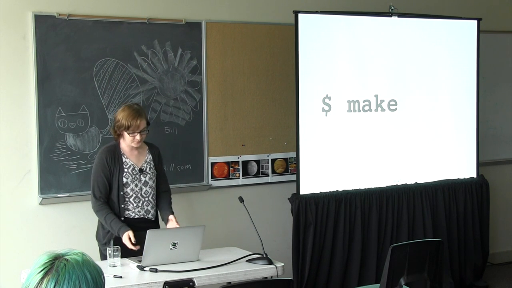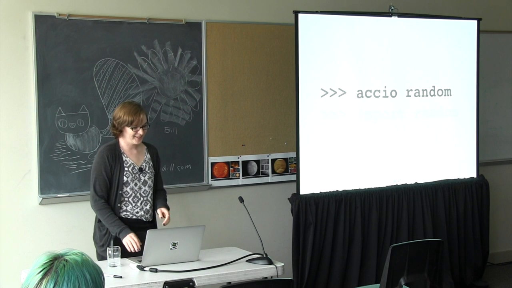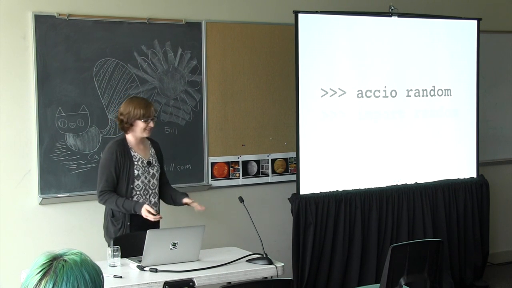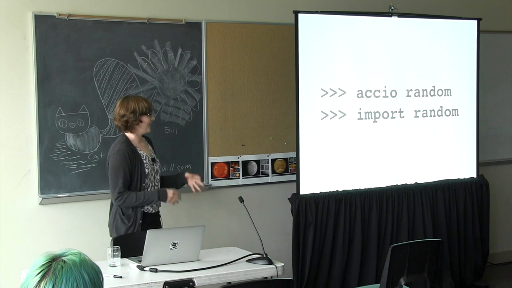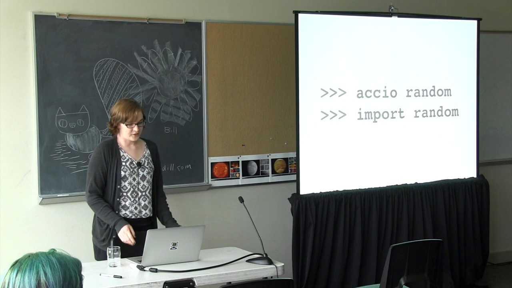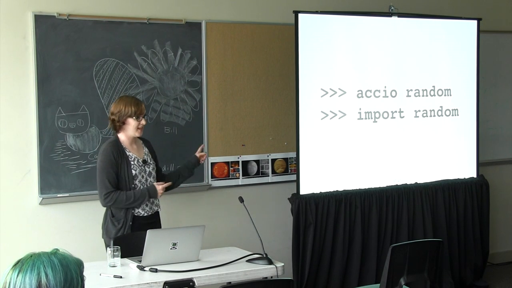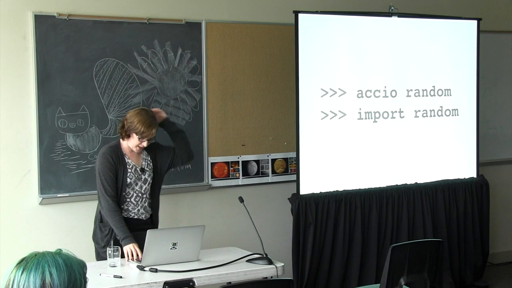So we tried to compile, and we don't get any errors, which is cool. And then we fire up this interpreter, and we can Accio random, no errors. But the problem is we can still import random, and there are no errors, and then we can use this random module. So what we really want to happen is to get a syntax error on this import statement. So how do we do that?